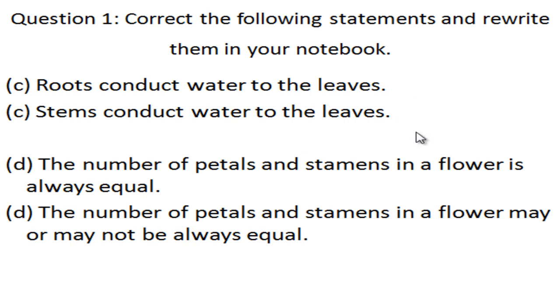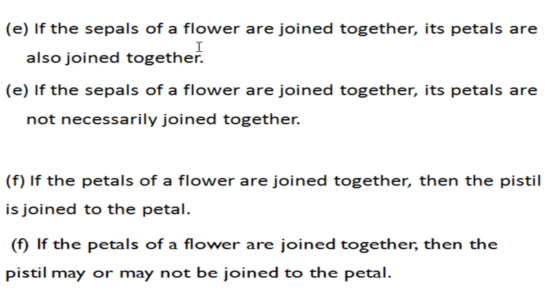The number of petals and stamens in a flower is always equal. The correct statement is the number of petals and stamens in a flower may or may not be equal. Fifth number. If the sepals of a flower are joined together, its petals are also joined together. The correct statement is if the sepals of a flower are joined together, its petals are not necessarily joined together.